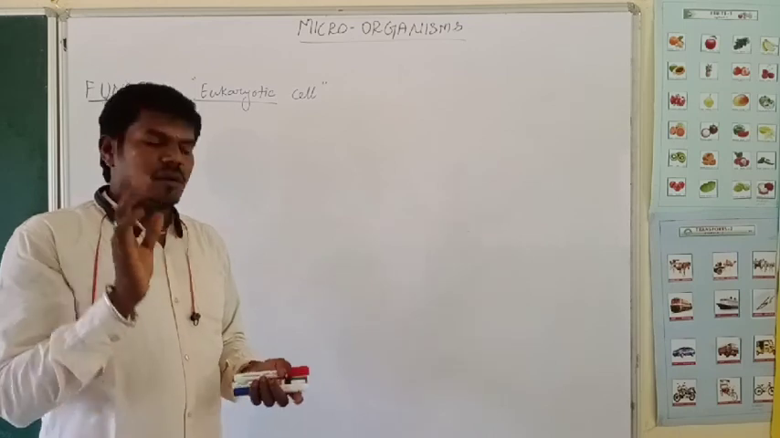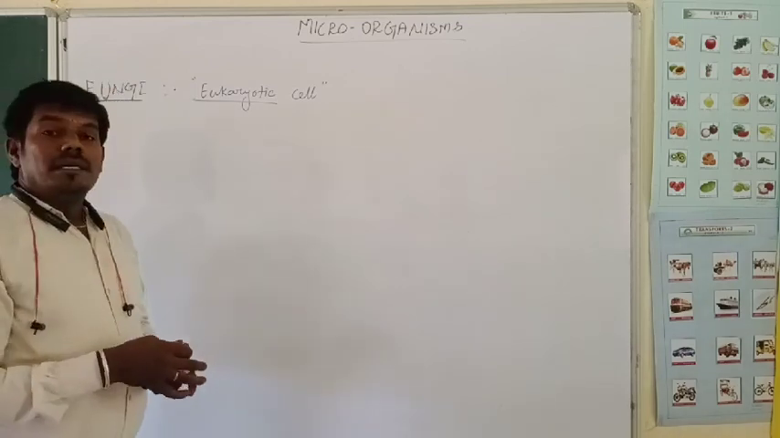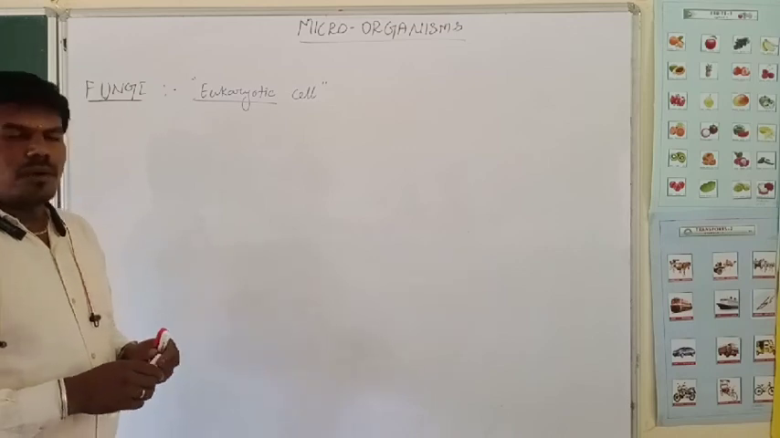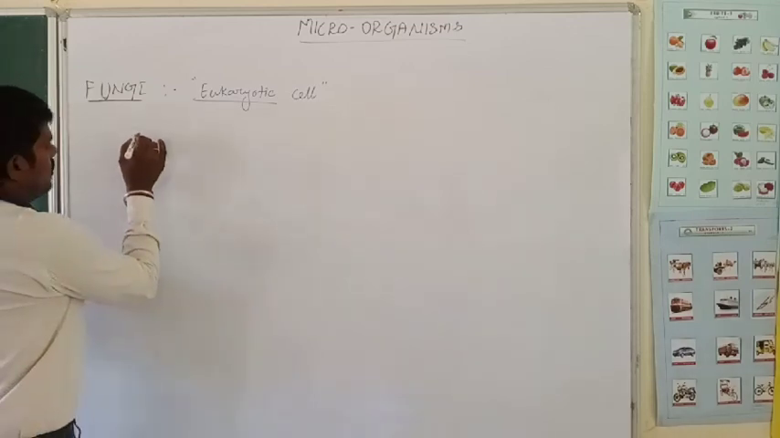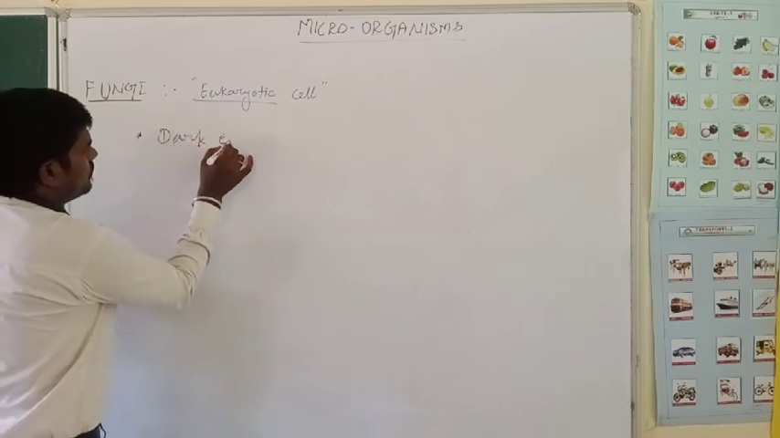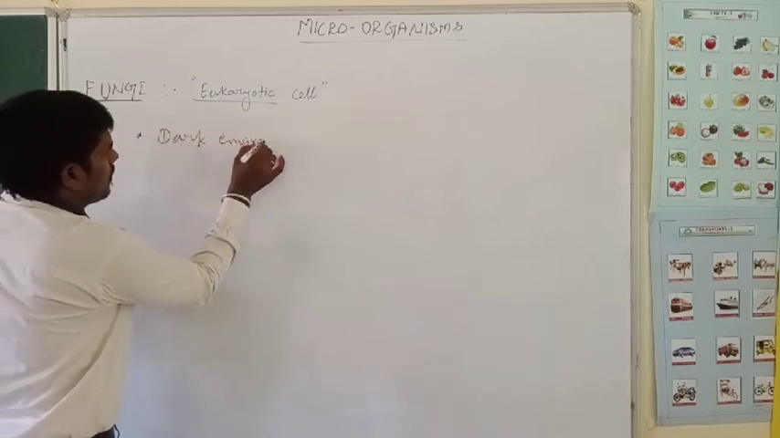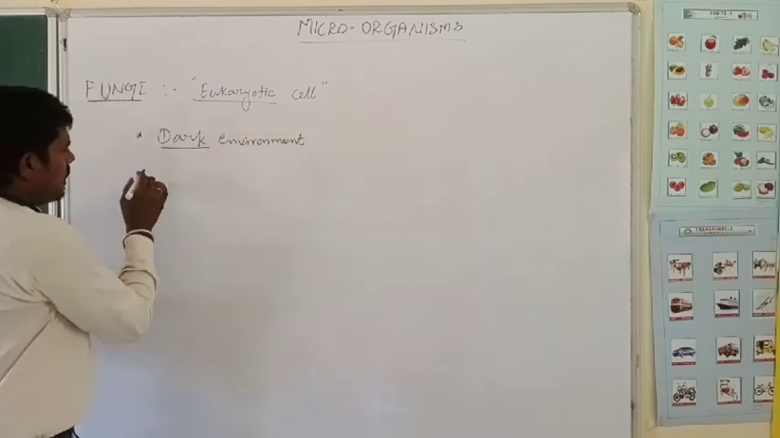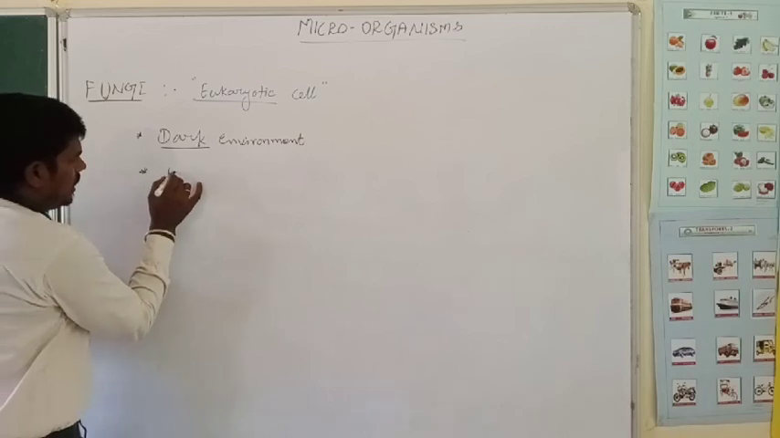The dark environments where they are found are wet soil or shadow places. This dark environment, and then wet soil.